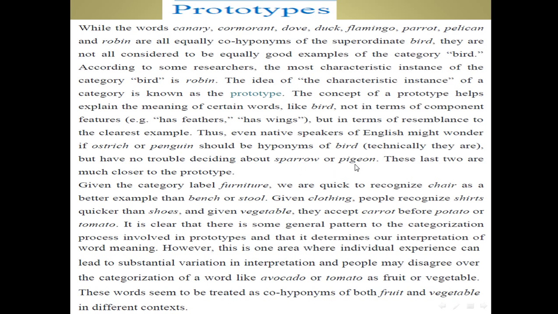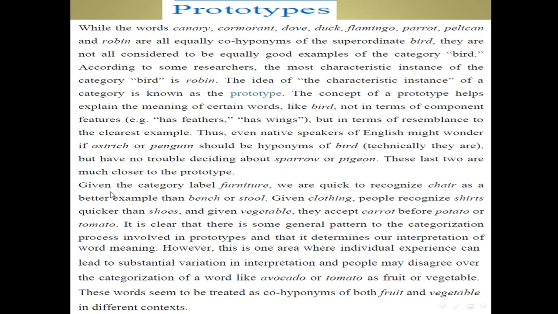Pigeon is completely different to penguin, right? Because pigeon can fly, but this one cannot fly. But both of them have wings. These last two, sparrow and pigeon, are much closer to the prototype bird. So, pigeon and sparrow, they are prototype of a bird, right? It means 100% bird.